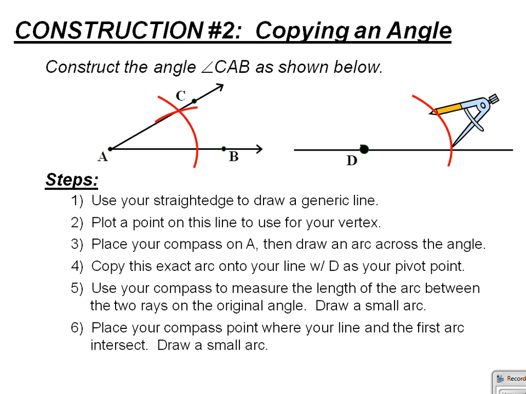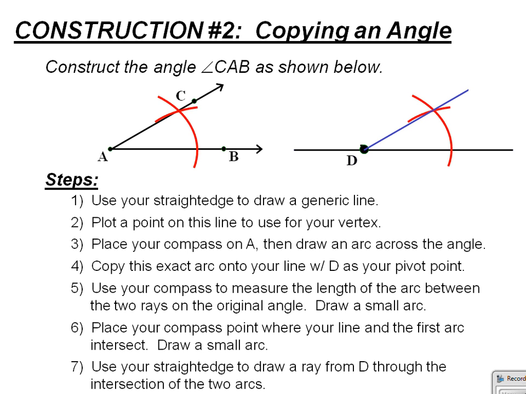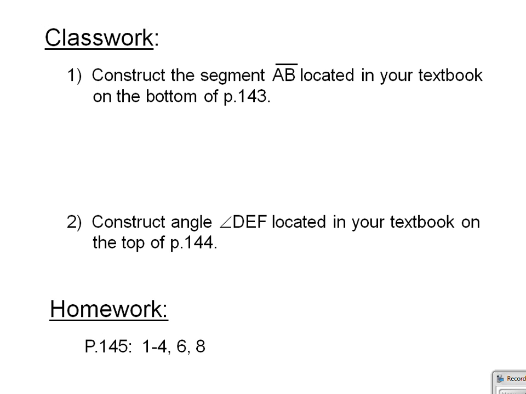So, with this exact same distance, place your compass point where your line and the first arc intersect. Draw that small arc once again. Now, at this point where these two arcs cross, we now have our second point, which we can draw a line through from the vertex D. So the final step is to use your straight edge to draw a ray from D through the intersection of those two arcs. And there you've successfully completed construction number 2. Thus concludes today's lesson.